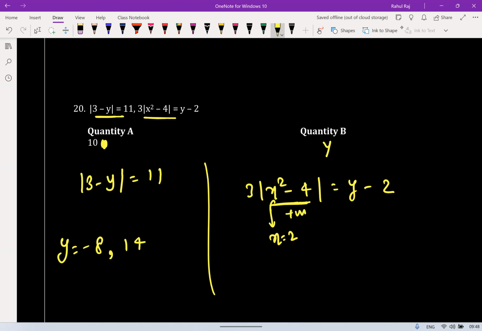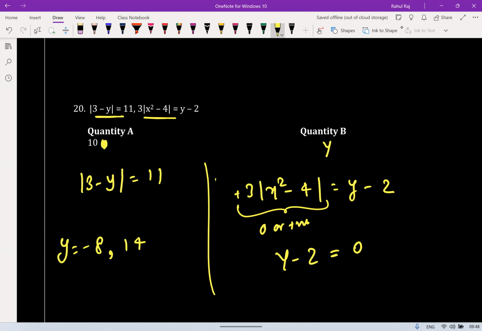Anything coming out of a mod is always positive, right? And plus 3 is always positive, Alexa. So can I be 100% sure that the value of the left hand side can never ever be negative? It is either 0 or positive. Can I be very sure about this? Right?